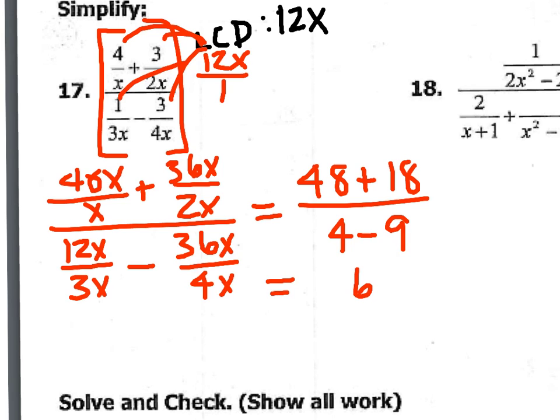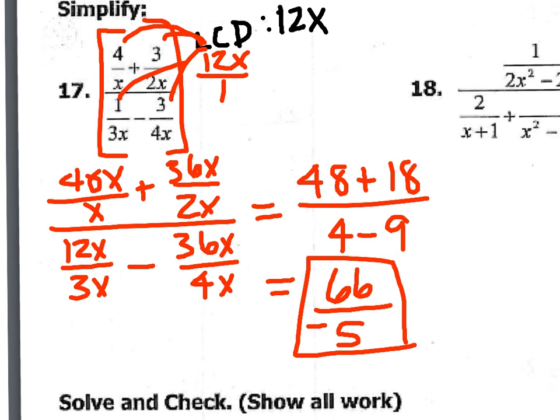I end up getting negative 66 over 5. That would be our final answer. I cannot simplify that any further. I'm pretty sure we actually did 18 in our homework.